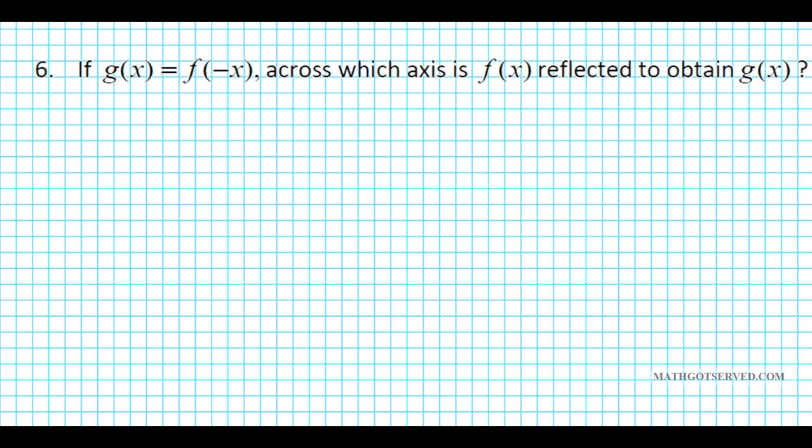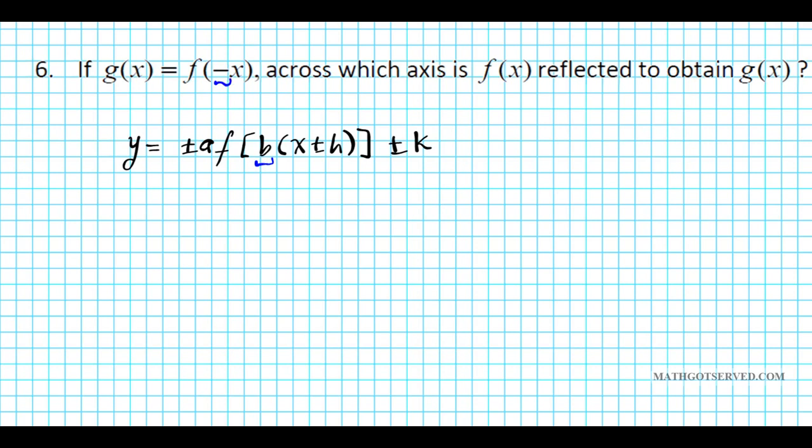All right, let's take a look at question number 6. It reads, if g of x equals f of negative x, across which axis is f of x reflected to obtain g of x? So if we have the transformational form, y equals plus or minus a times the function of bx plus or minus h plus or minus k, what we're looking at is the b value, the number in front of the x inside the parentheses of the function. Okay, so that's what negative x is.